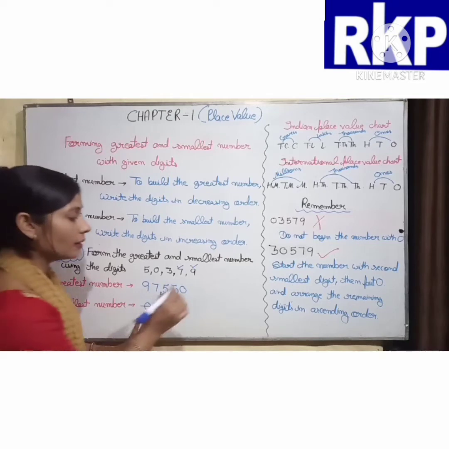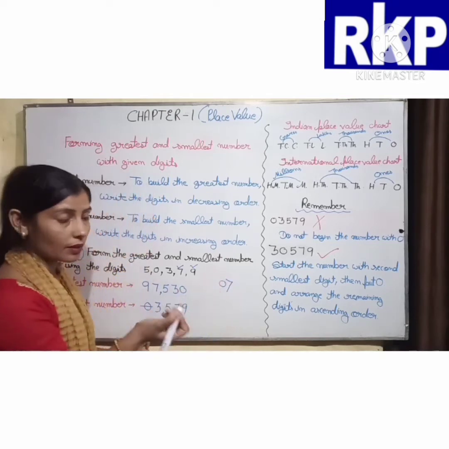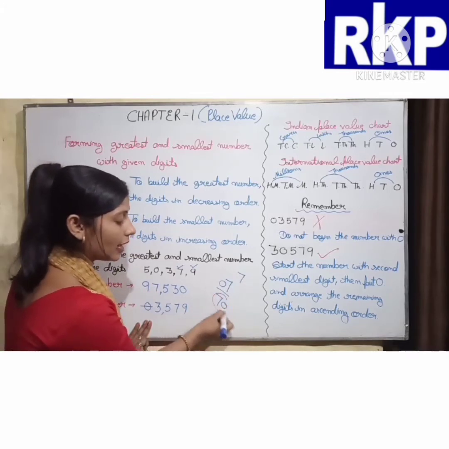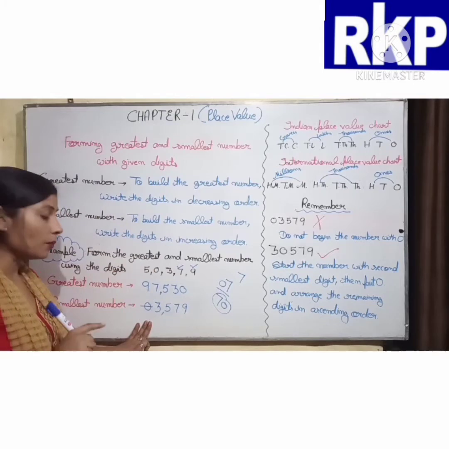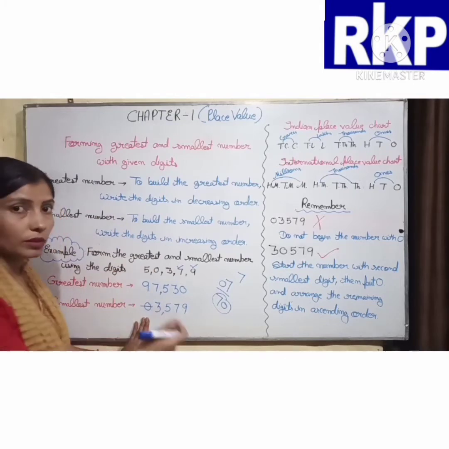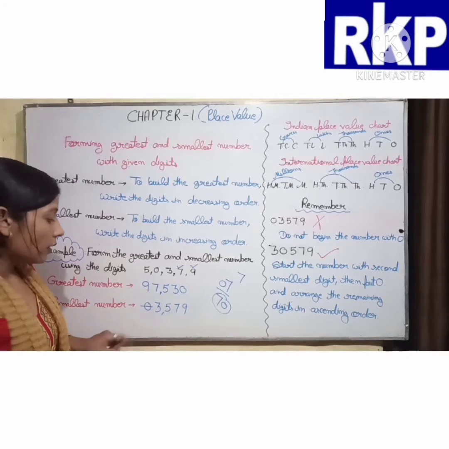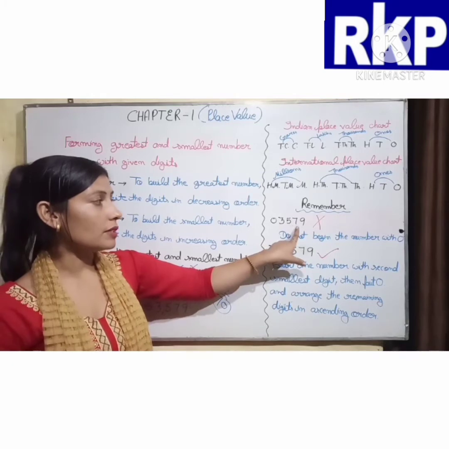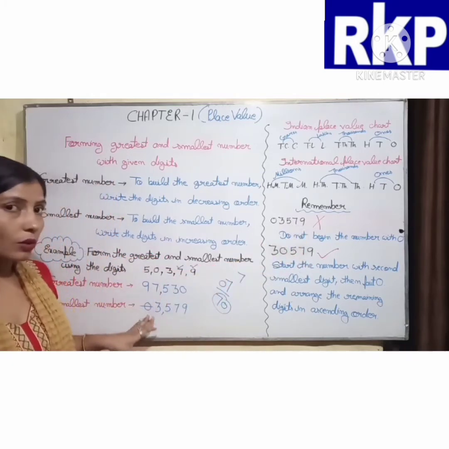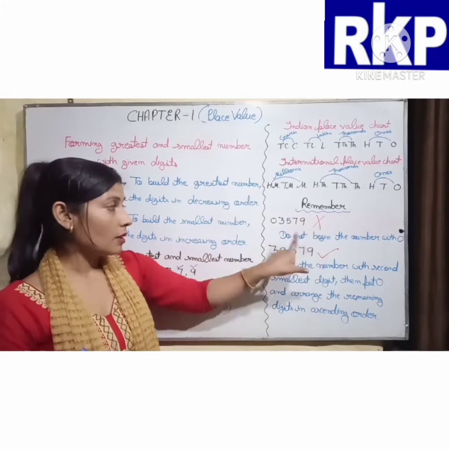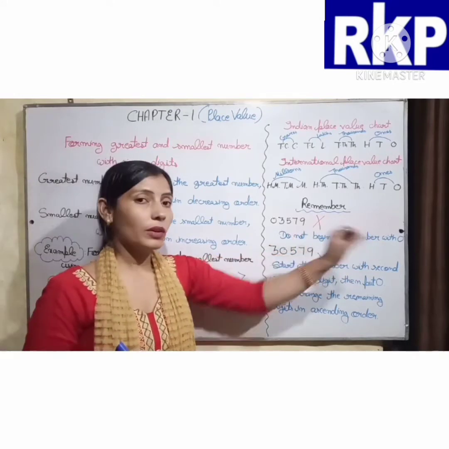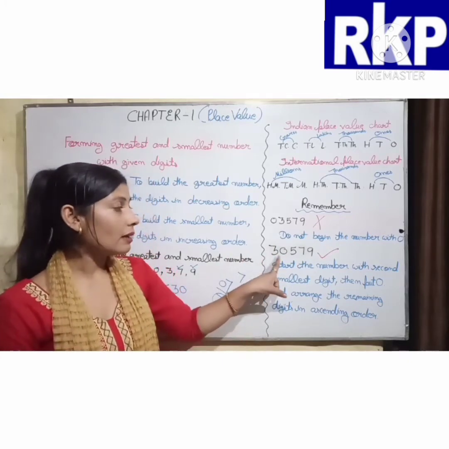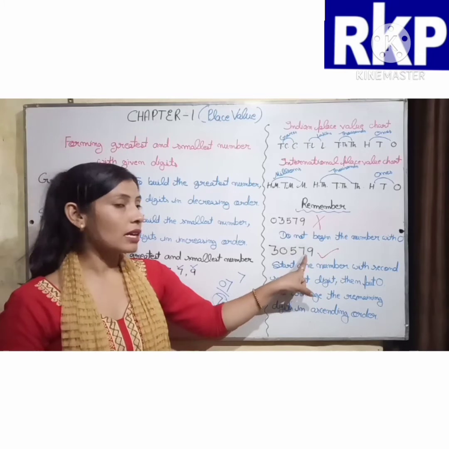If we write like this 07, then it means only 7. If we write like this, then it will be 70. So we know there is no value of 0 before the whole number. So it's wrong, beta. You can see here also, if we write 03579, then it will be wrong. So do not begin the number with 0. It will be wrong. So how can we write it? We can write like this: 30579.